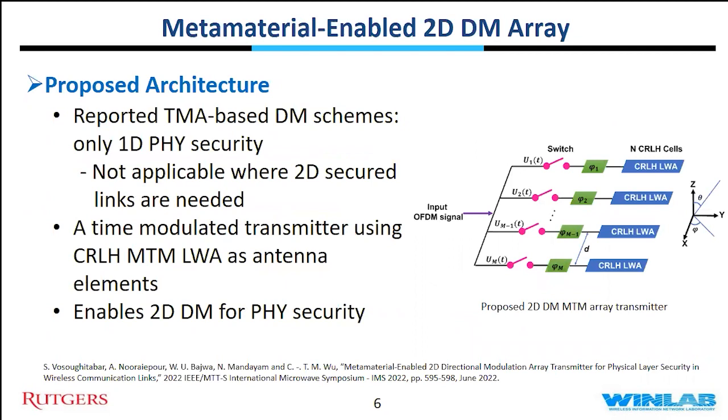In previously reported work, time-modulated array-based directional modulation transmitters can only provide one-dimensional physical layer security, and they may limit the applications where two-dimensional secured links are needed. So in this work, we proposed a time-modulated transmitter using composite right-left-handed leaky wave antennas as antenna elements to achieve two-dimensional scanning. And then by using pin diodes and proper design of switch control voltages, we could achieve directional modulation, which leads to physical layer security.